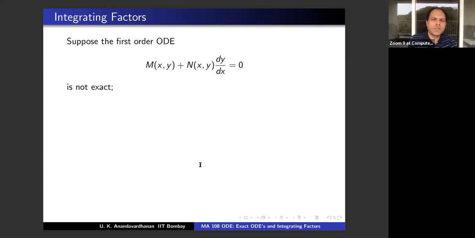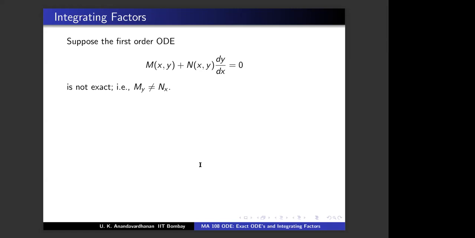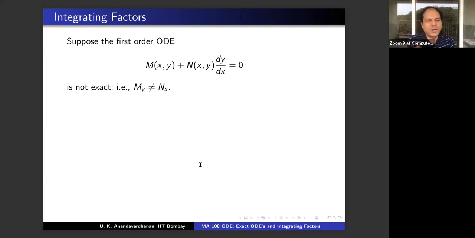So suppose you have a first order ODE, and suppose it is not exact. Okay, let's derive the theory. From this you can conclude M_y is not N_x, right? Correct, because suppose you are on a nice domain, and M_y equal to N_x on a nice domain would have meant exact. So because it is not exact, M_y not N_x, you are assuming that your domain is nice. Only after that you are saying this.